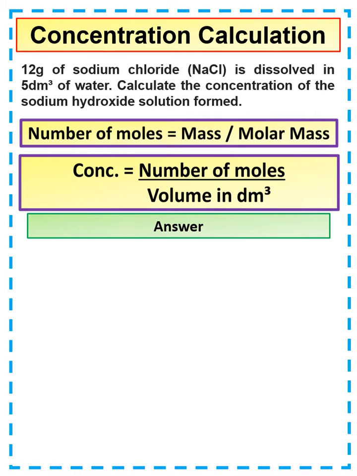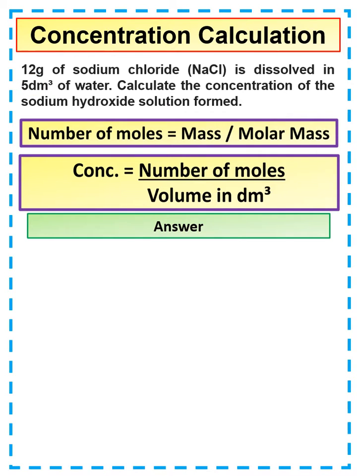So if we have a look at this question, it reads: 12 grams of sodium chloride is dissolved in 5 decimeters cubed of water. Calculate the concentration. So the first thing that we need to be aware of is that it tells us in the question that we've got 12 grams of sodium chloride, and instead of us needing to work out the decimeters, it's given us the volume in decimeters.